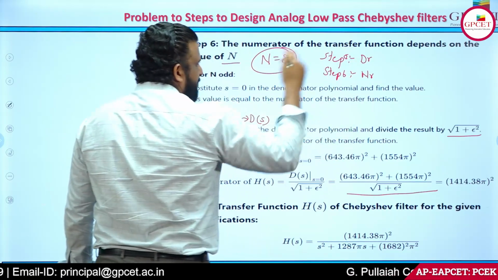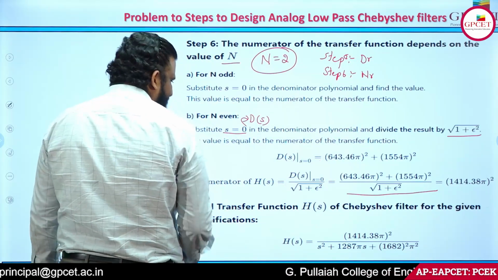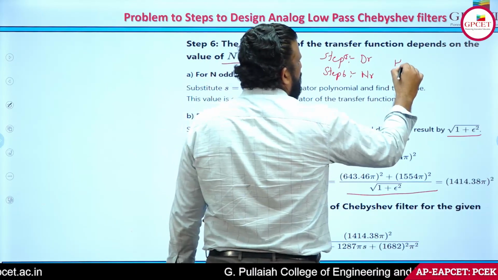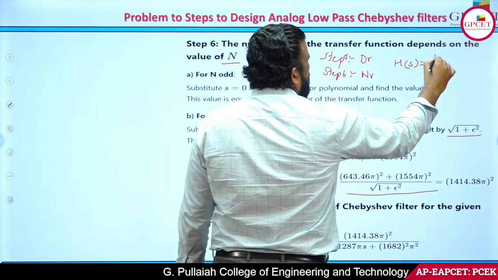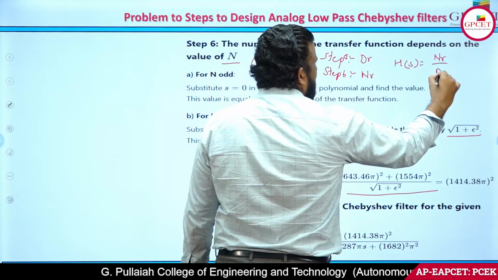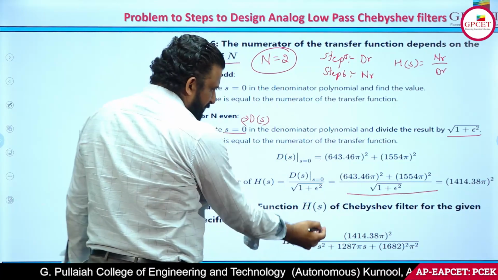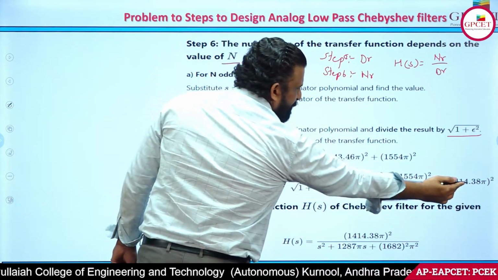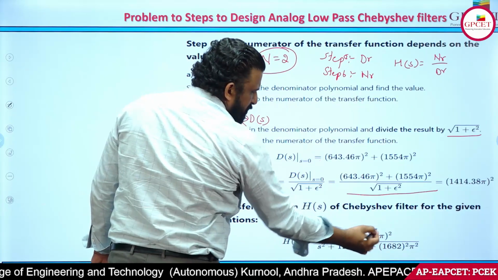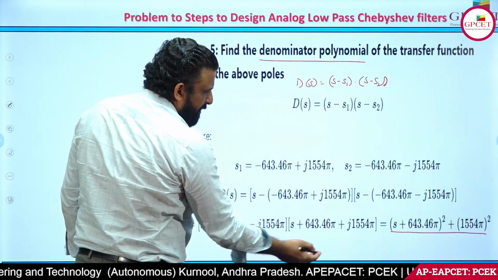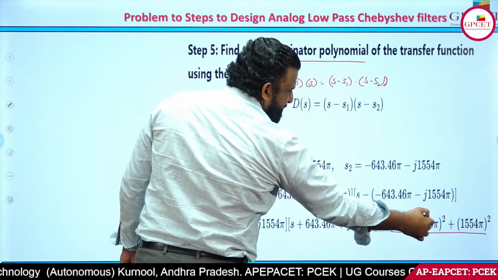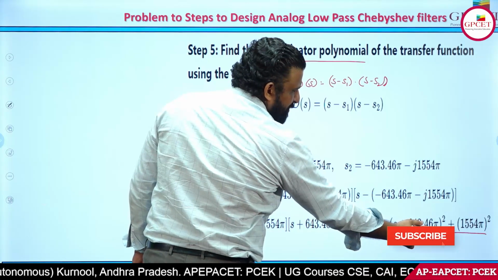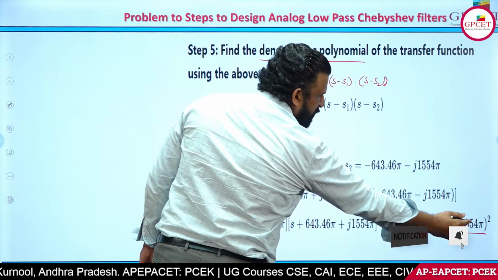So after getting both numerator and denominator, finally the transfer function H(s) is equal to the numerator, that is step 6, divided by step 5. The numerator I got here is (141.38 pi) whole square, and the denominator, after multiplying this, is in the form of (a plus b) whole square plus (1554 pi) whole square.